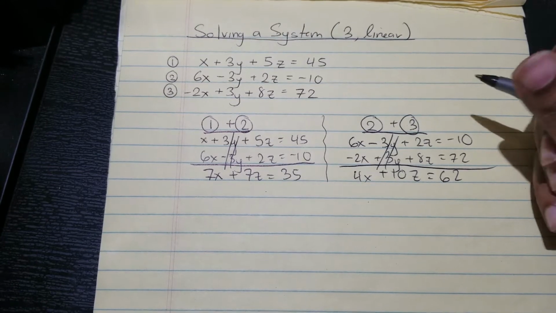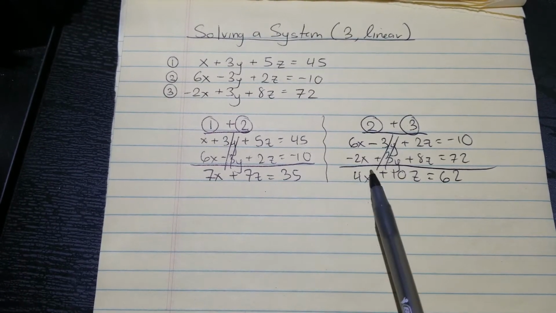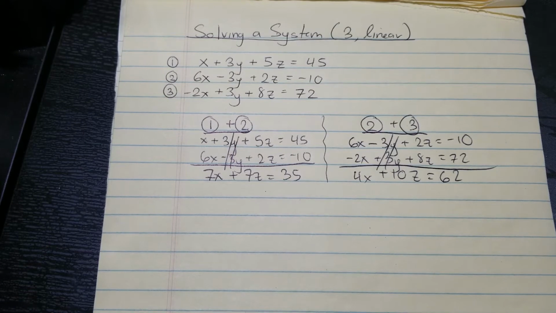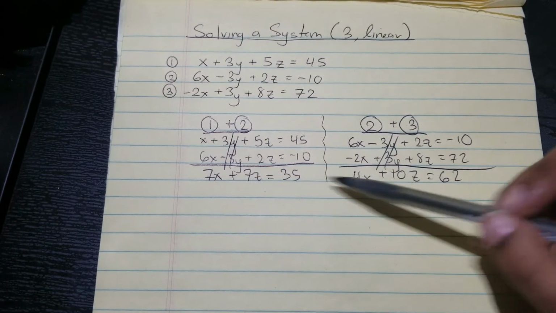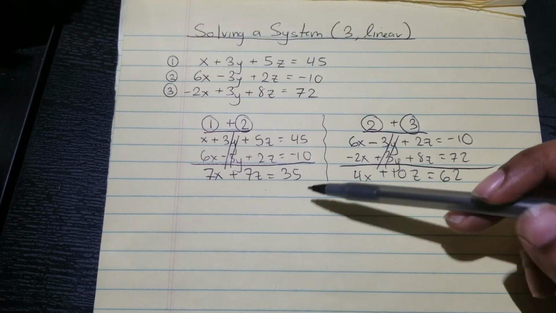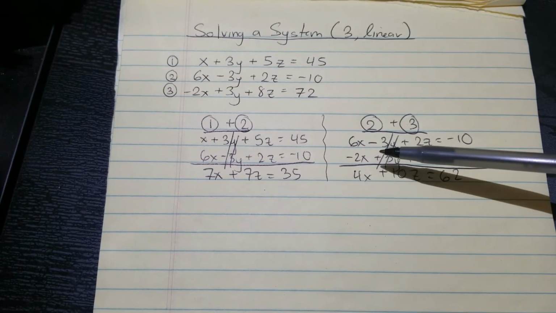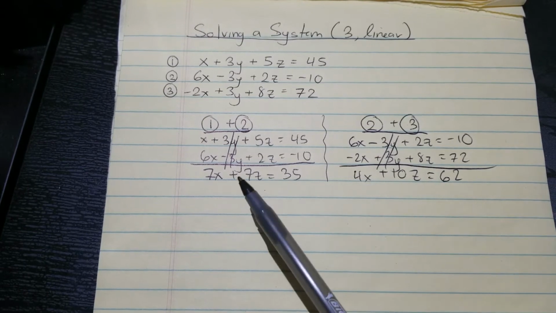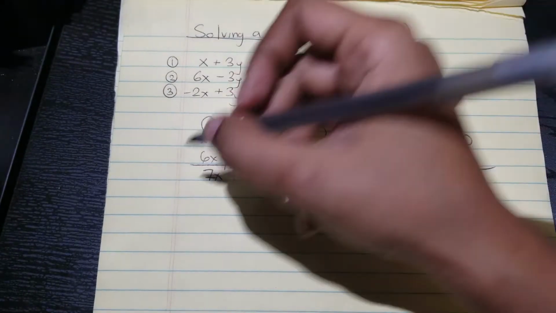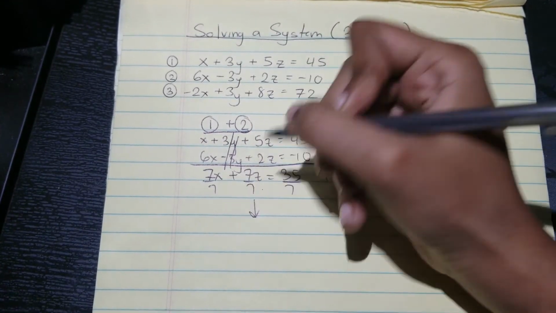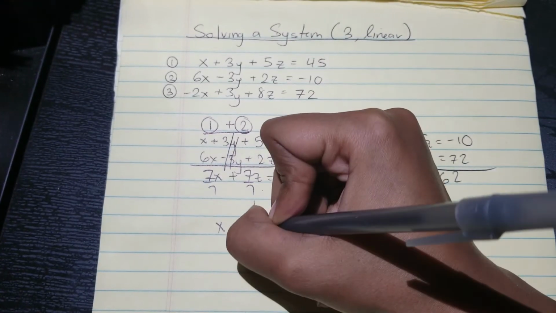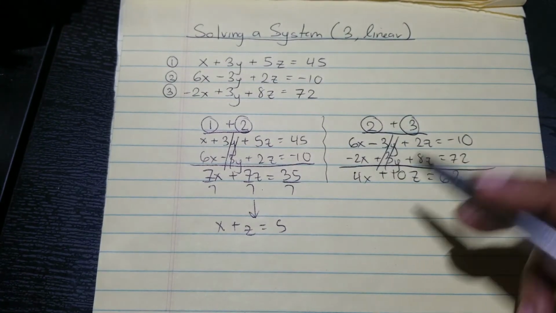So now I'm looking at my coefficients of each variable, and I'm seeing that nothing is canceling out. So that means I need to divide out something or multiply something so that I can have a common number to cancel out, or inverse numbers to cancel out. So I'm actually going to simplify this first, and I'm going to divide all these numbers by 7. That will give me x plus z equals 5.